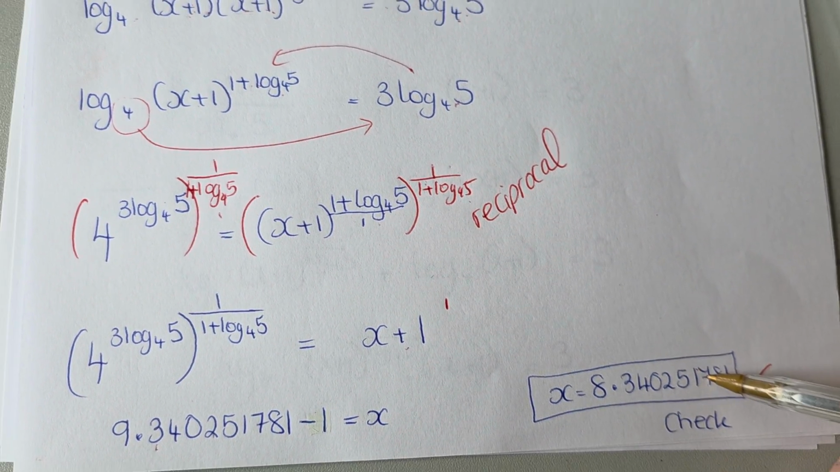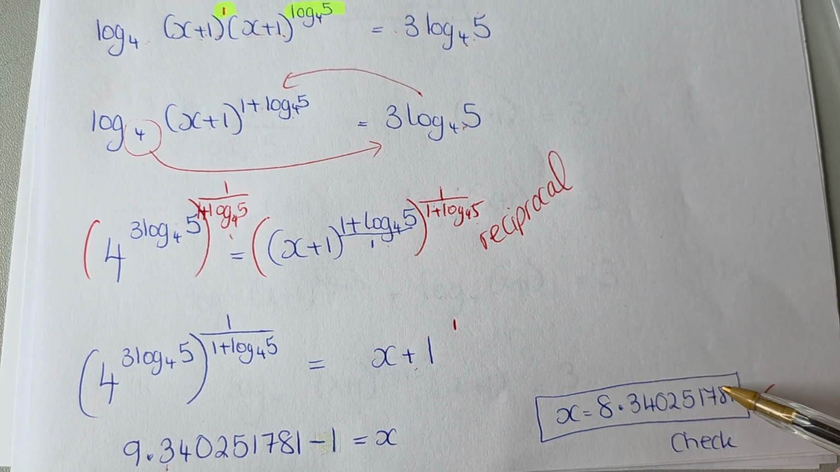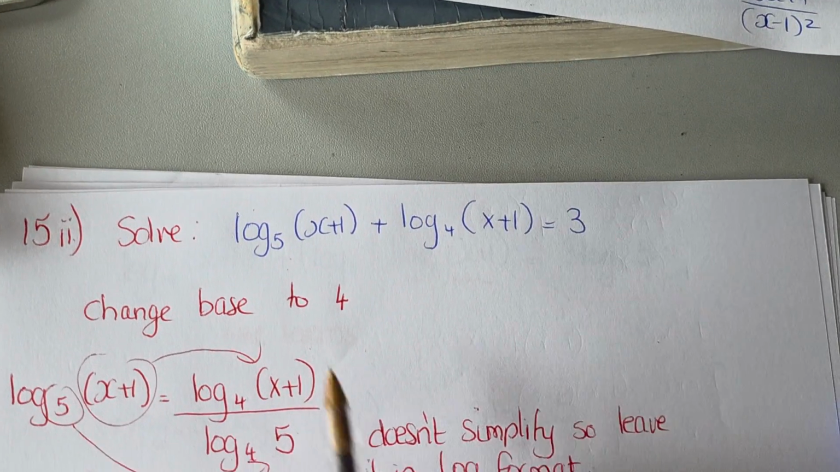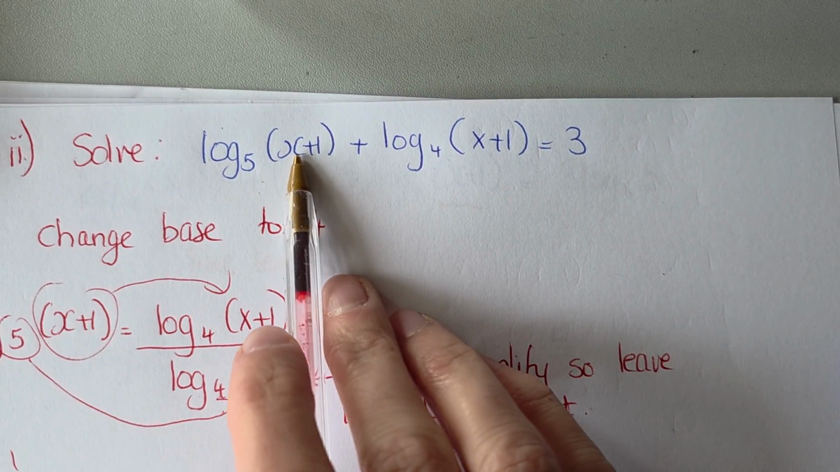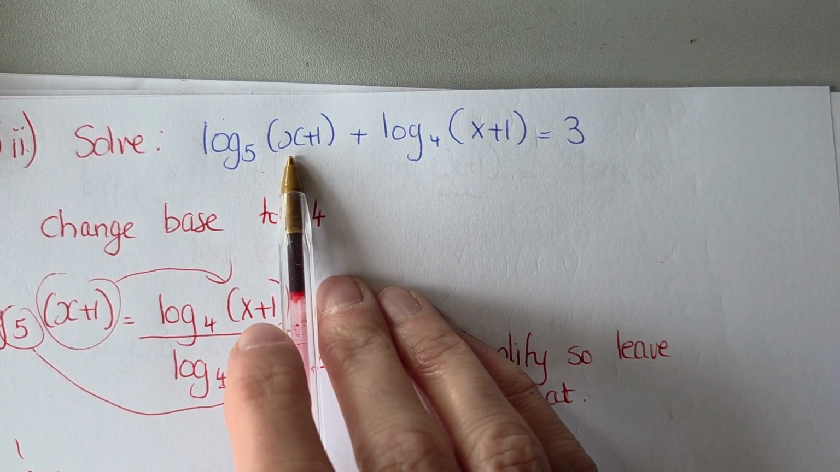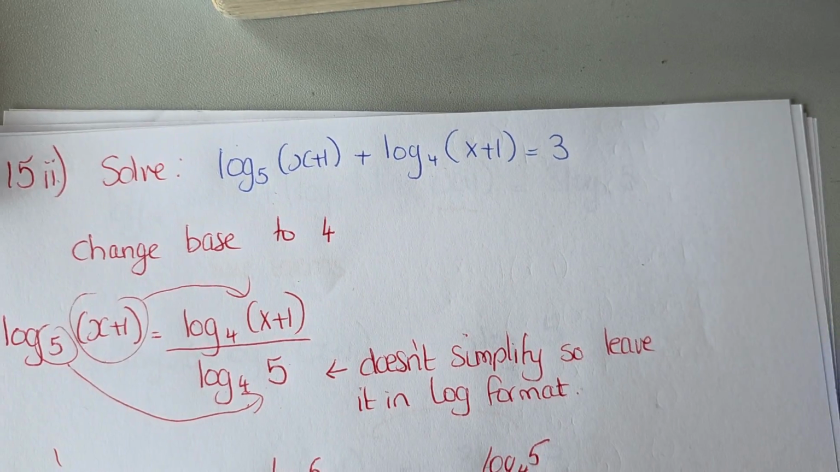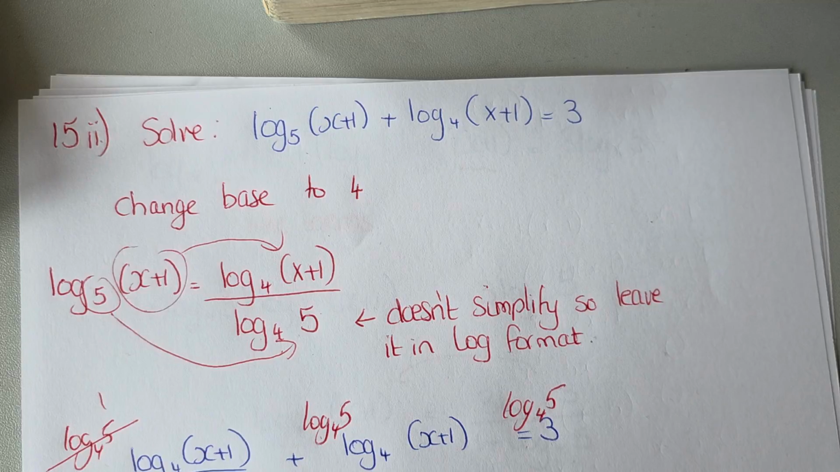Now I would check if that's correct. So I will keep that answer on my calculator and I'll sub it back into the original equation, back up here. So where you have an x, replace it with the answer you just got. Press equals and you should get back 3. That is correct. Okay, now that's one way to solve it.